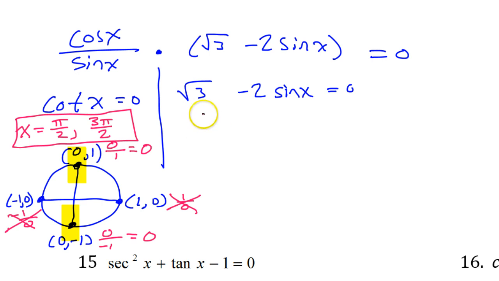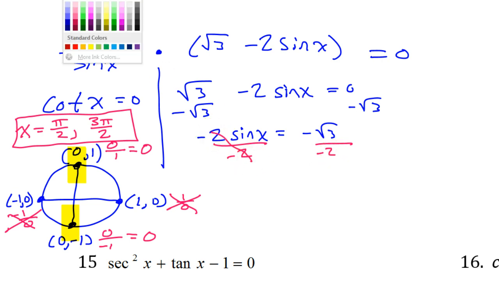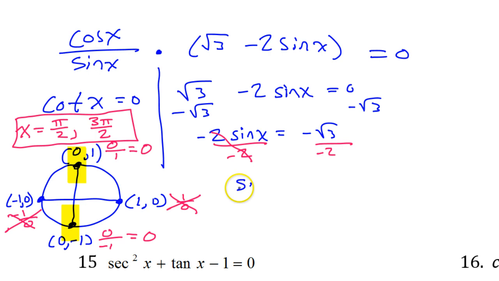Now, let's see what kind of solutions we can get from the right-hand side. So I can solve this by subtracting radical 3 from both sides. So that's going to give me negative 2 sine x is equal to negative radical 3. Next, it's time to divide both sides by negative 2. So these are going to cancel out. And that's going to leave me with sine x is equal to radical 3 over 2.